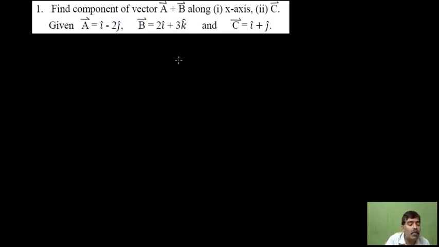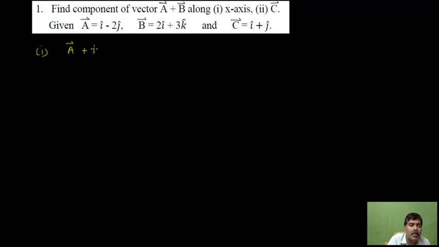Okay, this is problem number 1. You need to find the component of vector a plus b along x and along c. So let's do the first part. Find a plus b first.